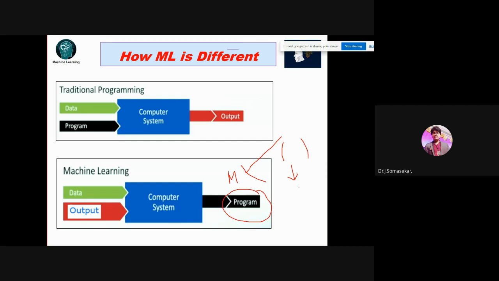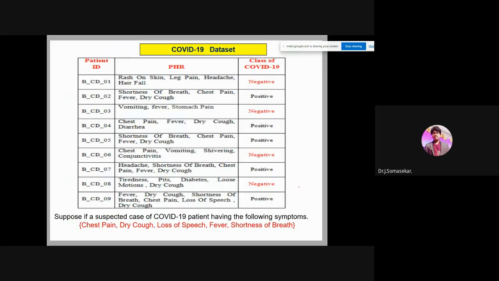Still, if you are not able to understand, I will show one simple data set. This is the COVID-19 synthetic data set. Here we have patient ID, and these are called features, or we can call it a patient health record. Each patient has symptoms, which we call features in machine learning technically, like pain, headache, and so on. This is called input, and this is the output. Class is nothing but output. That means we are giving both to the system, so by using this we can make a model.